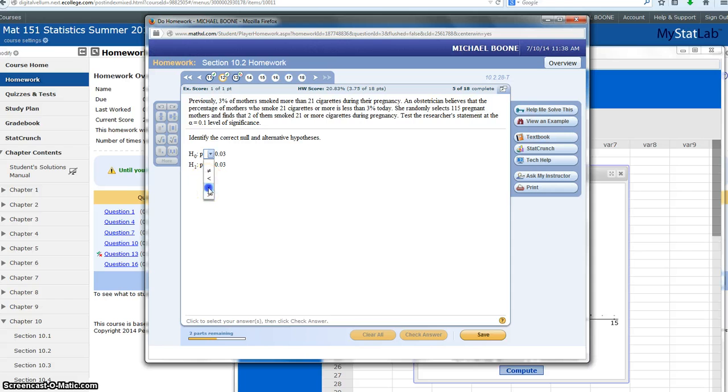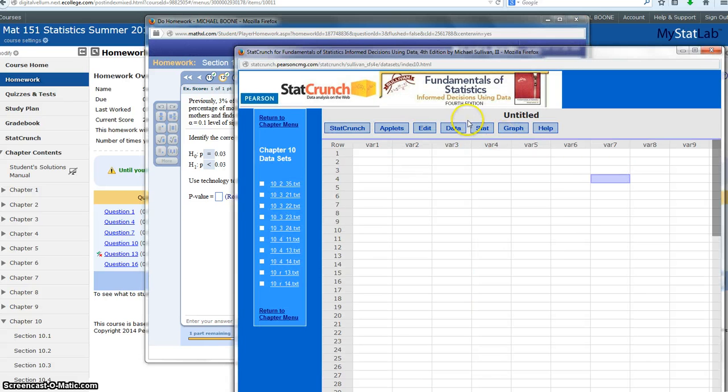3%, that's what our proportion is going to be equal to. But then we have to determine by the context what our alternative is going to be. That percent of mothers who smoke 21 cigarettes or more is less than 3% a day. So let's do a less than. But again, we cannot use the calculations we were using earlier to do this.